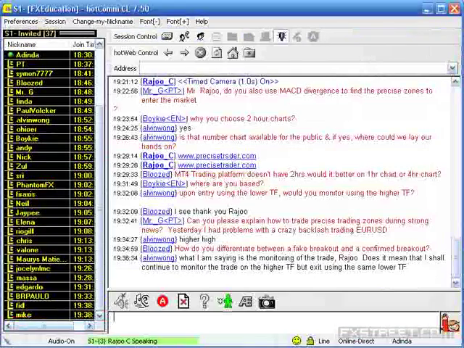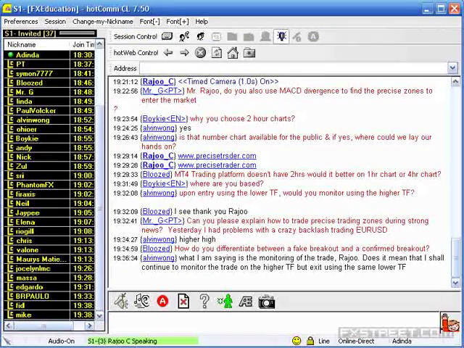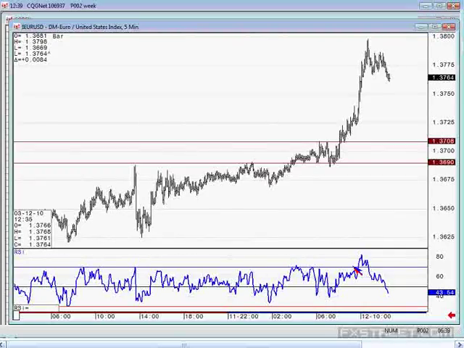Next, on the monitoring of the trade: does it mean I shall continue to monitor the trade on the higher time frame but exit using the lower time frame? Basically, your entry and your exit have to be on a lower time frame. But where to enter and where to exit, you can use a higher time frame to come to that conclusion.